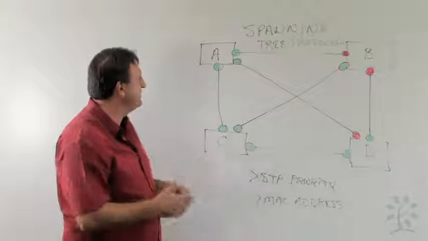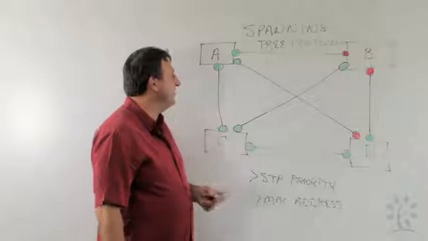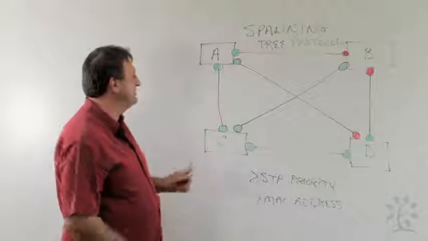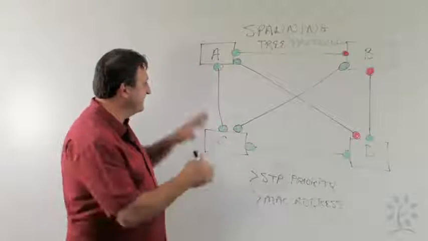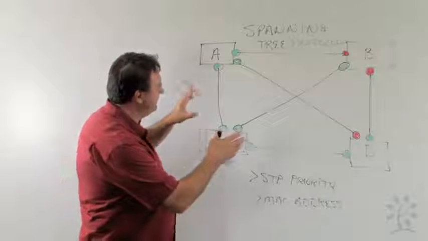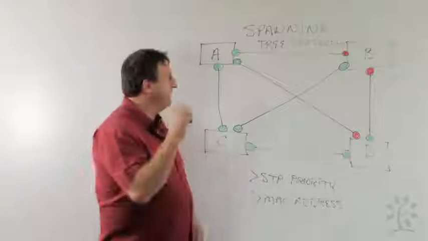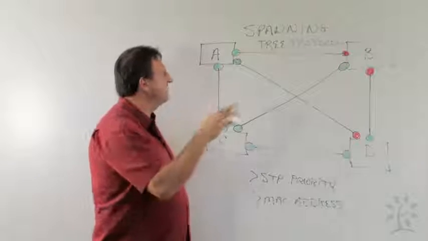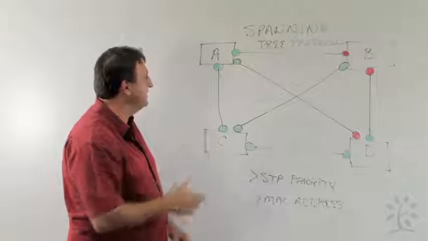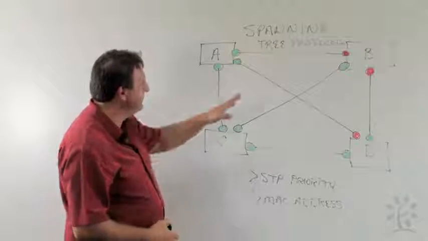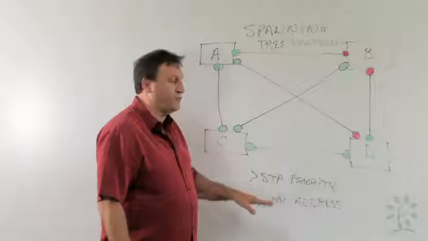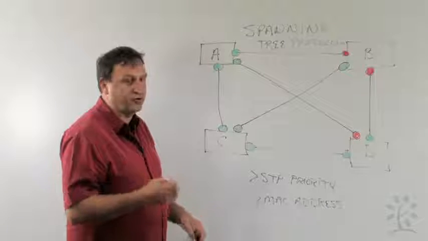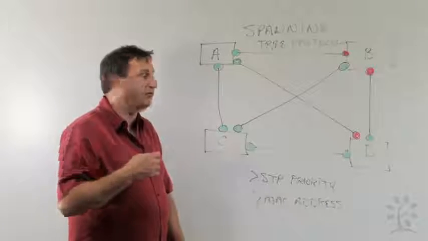So how does spanning tree work? When we initialize these switches, we have an election process that occurs, and you'll start to see the switches and the port lights start to change colors. As they're changing colors, they're exchanging information about their spanning tree priority and their MAC address, which is used to determine which one is the root switch.